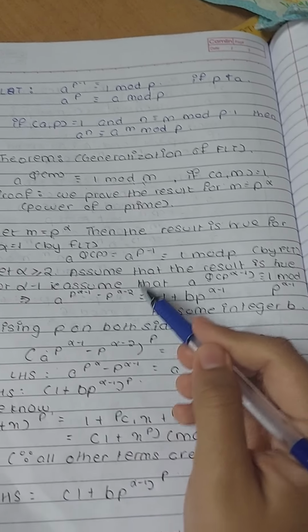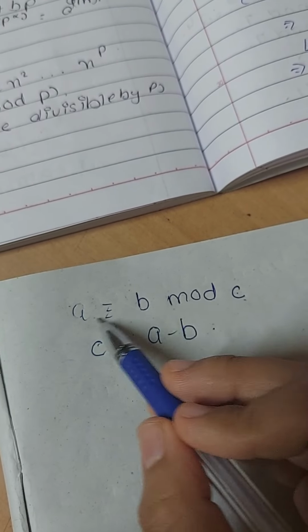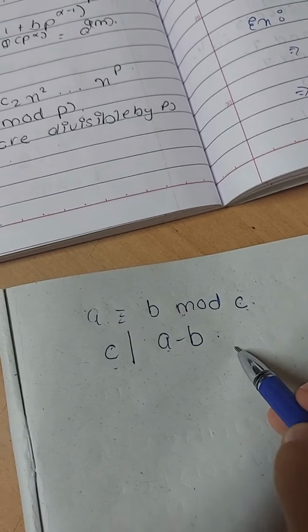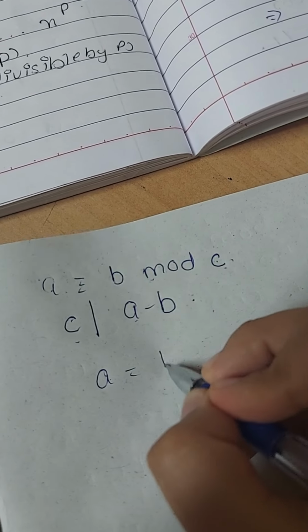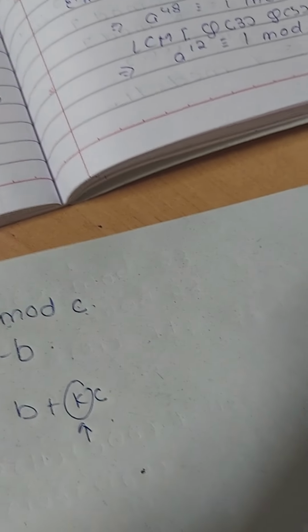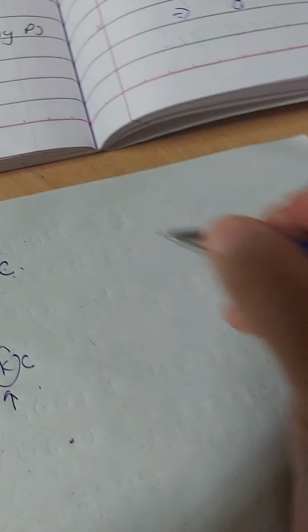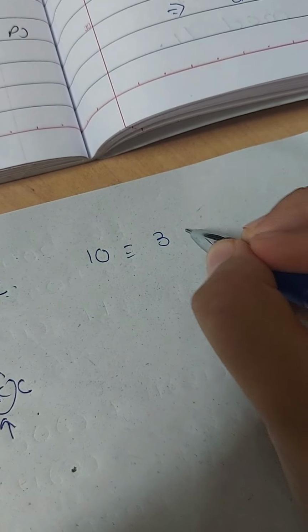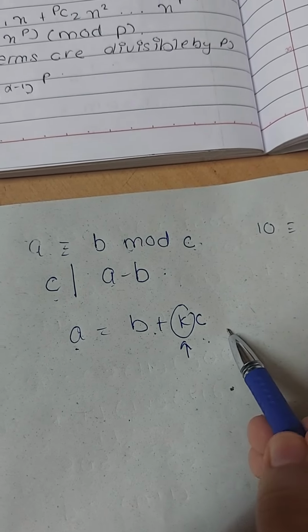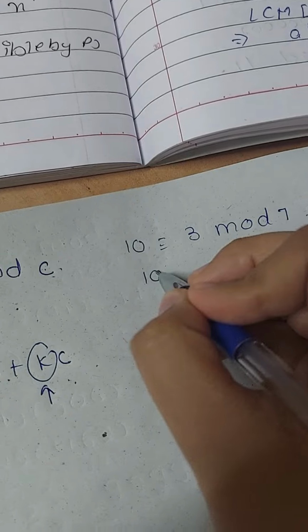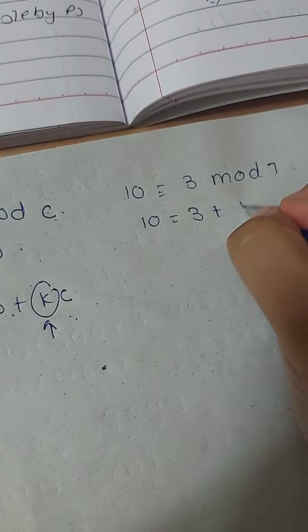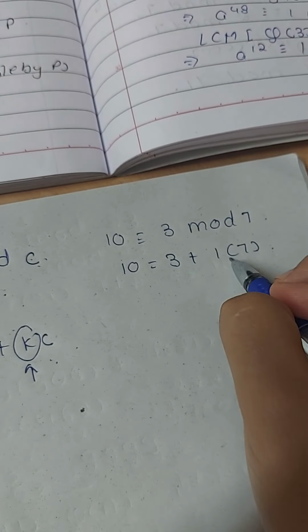And we know that if a is congruent to b mod c, it means that c divides a minus b, or a is equal to b plus kc, where k is any integer. Let's put this into perspective. Let's say that 10 is congruent to 3 mod 7. So what have we claimed? We have claimed that a is equal to b plus kc. So 10 is a, b is 3, plus 1 into 7, so this does hold true.